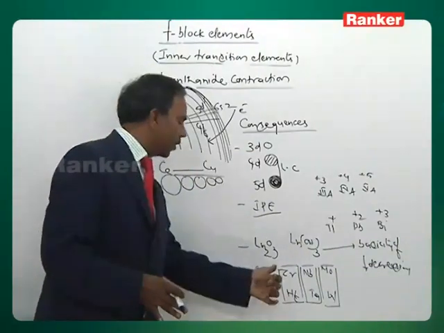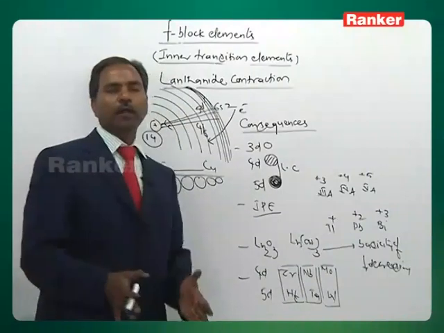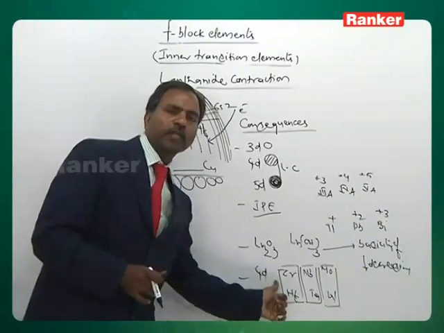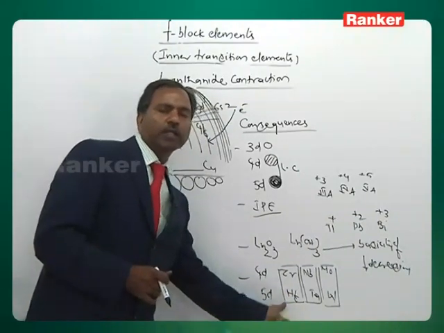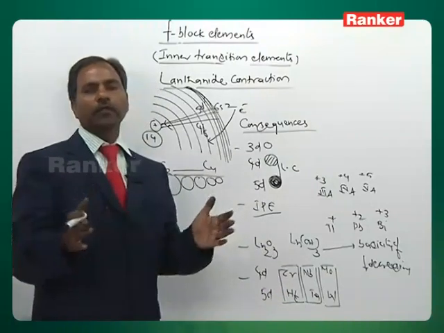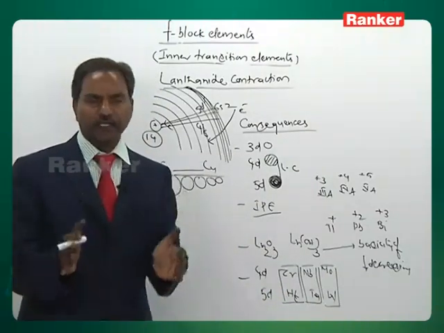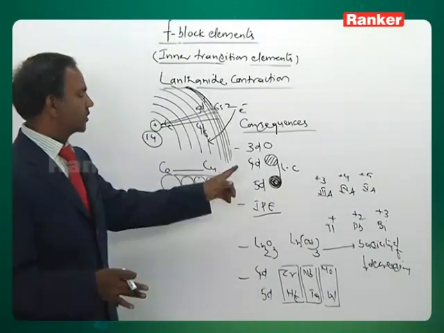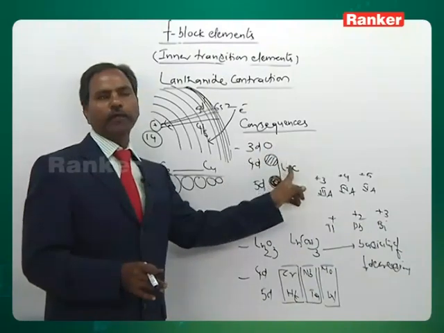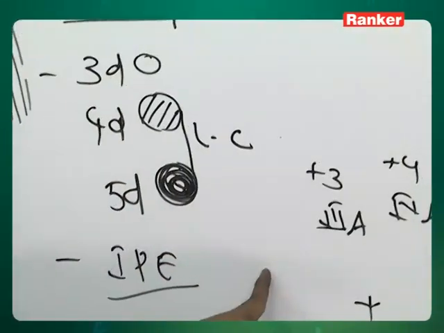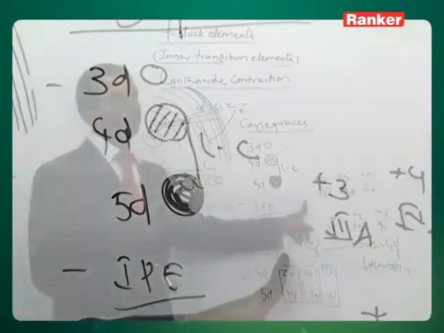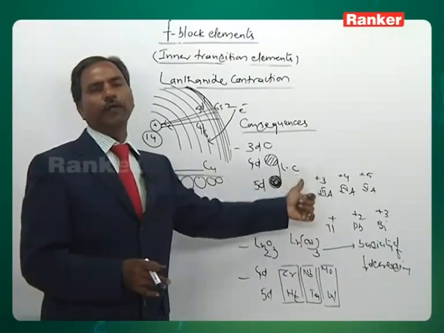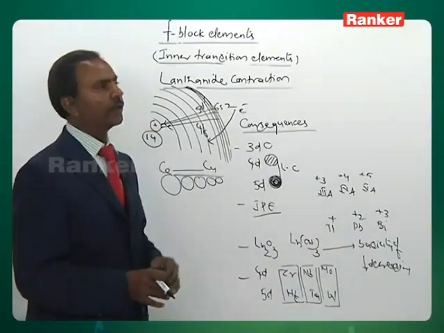One more thing is important. Most of the 4d and 5d elements are available in the same mineral. What do you understand by this? Wherever zirconium is there, there will be hafnium. Wherever hafnium is there, there will be zirconium. So zirconium and hafnium have more or less identical sizes and their properties are the same. This is due to the lanthanide contraction effect. First, from 3d to 4d the size increases, but from 4d to 5d the size decreases or remains more or less the same. Next, from 3d to 4d the density increases, but from 4d to 5d the density becomes double. This is due to lanthanide contraction.